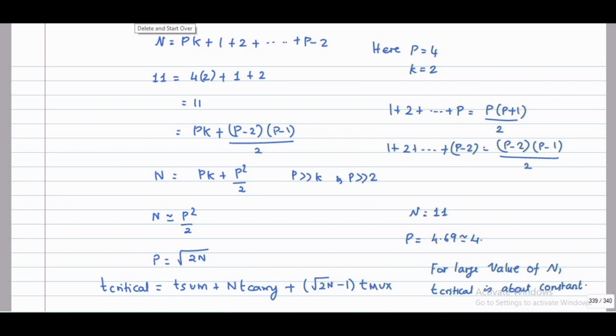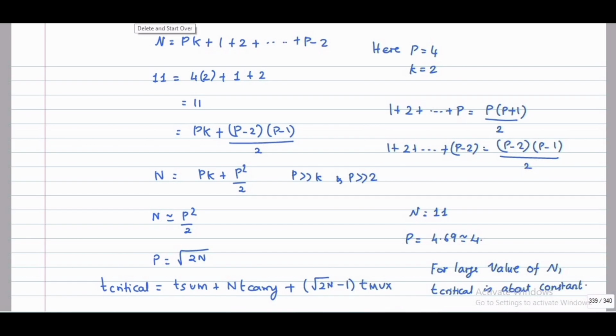So my critical path, T critical, is equal to T sum plus n T carry plus root of 2n minus 1 into T sum, T max. If you substitute, you will get T sum plus n T carry, that is 11 T carry, plus 3 T max required. So if you compare, for larger values of n the T critical value is about constant.